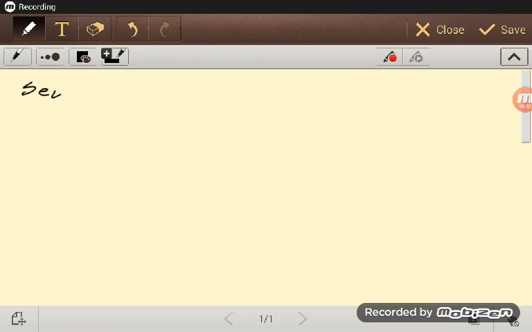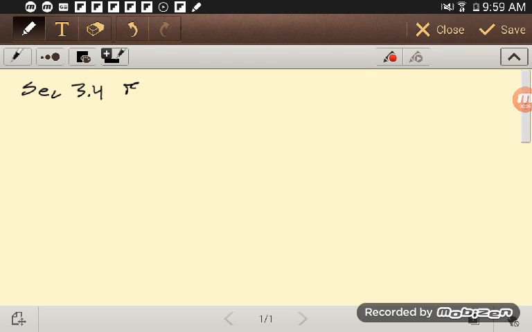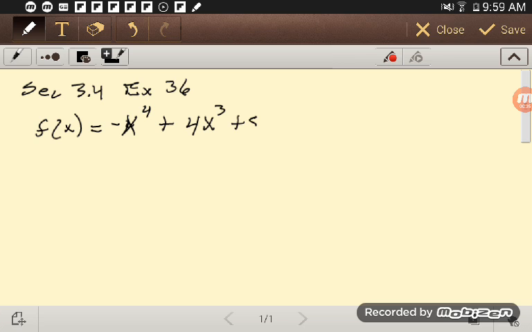Here we have section 3.4, exercise 36. We're to find all relative extrema of the function. F of x is minus x to the fourth plus 4x cubed plus 8x squared.